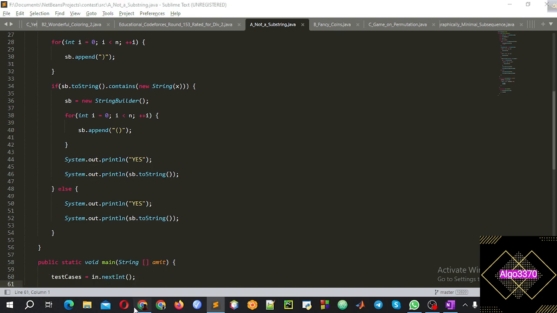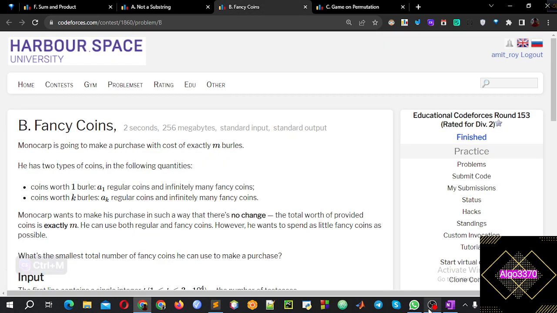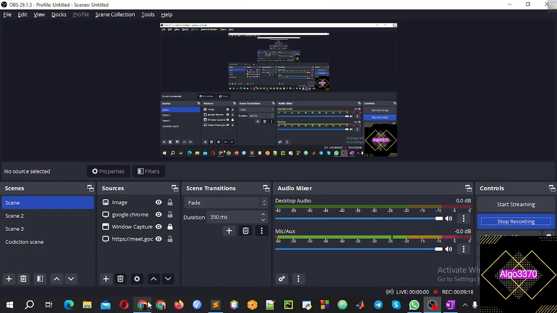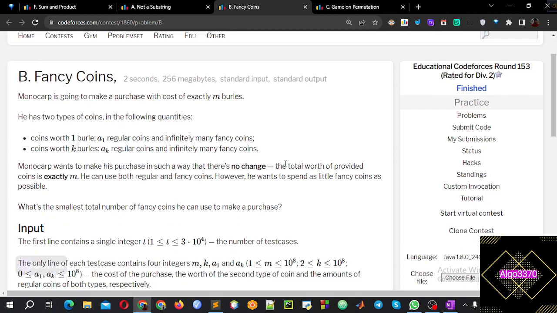So let's jump to problem B. Is it recorded? Yes, this is recorded. B, fancy point. So what is the main requirement of this problem?